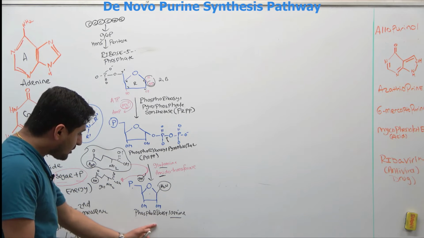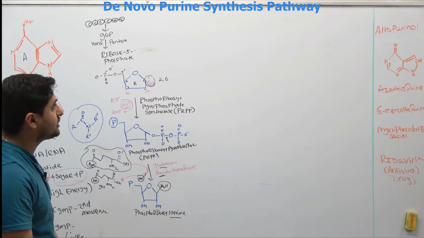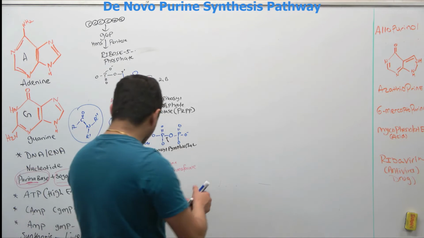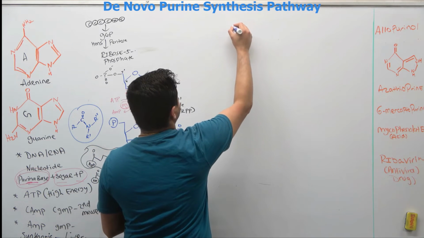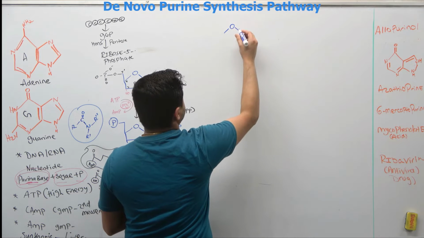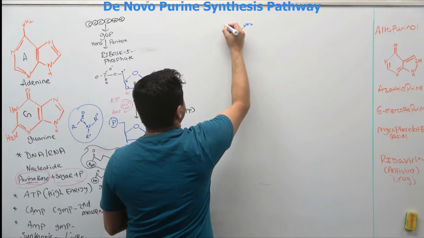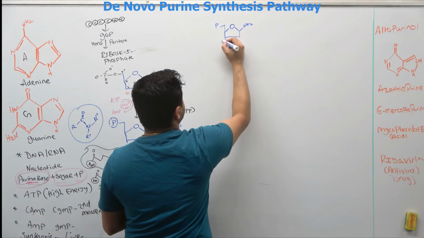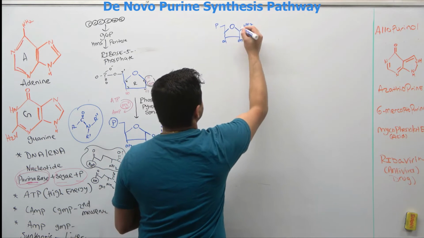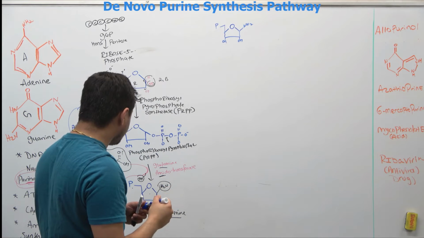Now, from the phosphoribosyl amine, what are we going to do? I'll just quickly draw the phosphoribosyl amine down here. This compound, phosphoribosyl amine, has NH2 right here, and you have a P group attached to it. And you have a hydroxyl here and a hydroxyl here. So this compound is basically phosphoribosyl amine.